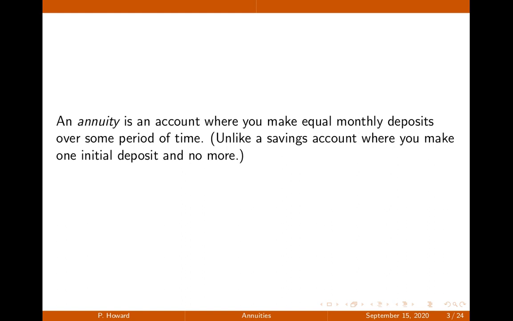An annuity is an account where you make equal monthly deposits over some period of time. This is different from a savings account, which we discussed in the last module, where you make one initial deposit and then let the money sit.